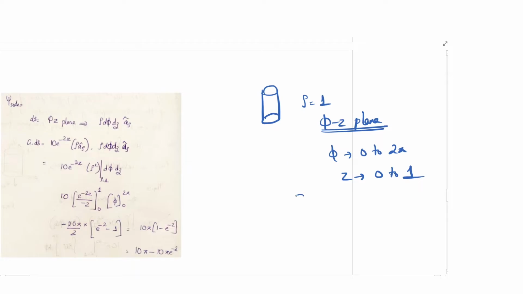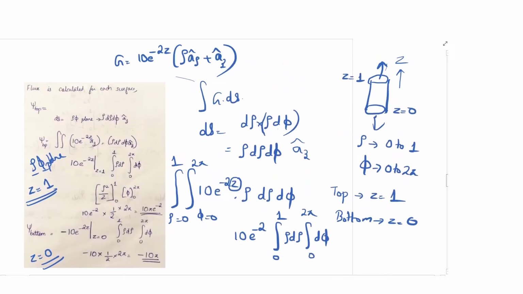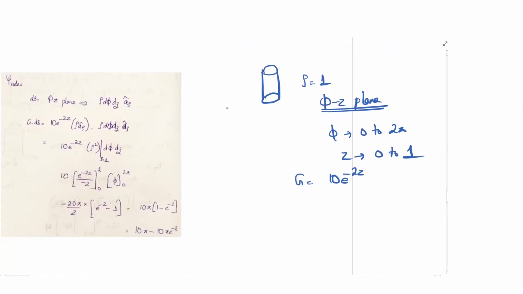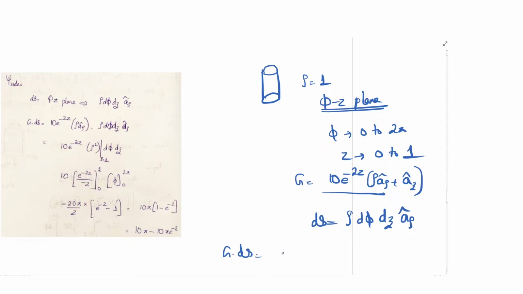Again you check G. G value in question is given as 10 e raised to minus 2z into rho a rho plus az. Okay, this is the G part, but ds you know that it is phi z plane. So rho d phi dz into unit vector a rho. So only this will come. So G dot ds will be 10 e raised to minus 2z into rho d phi dz. Hope it's clear.